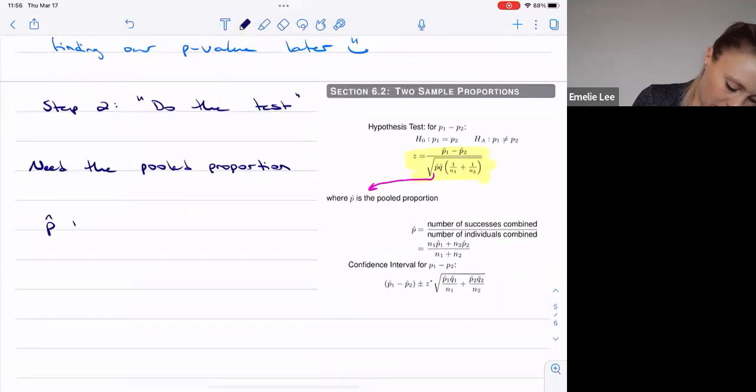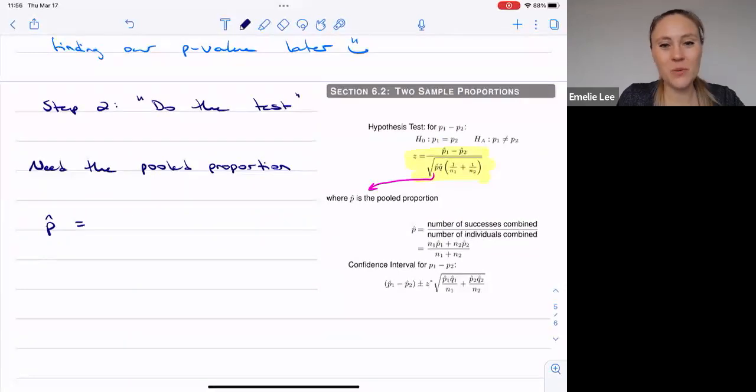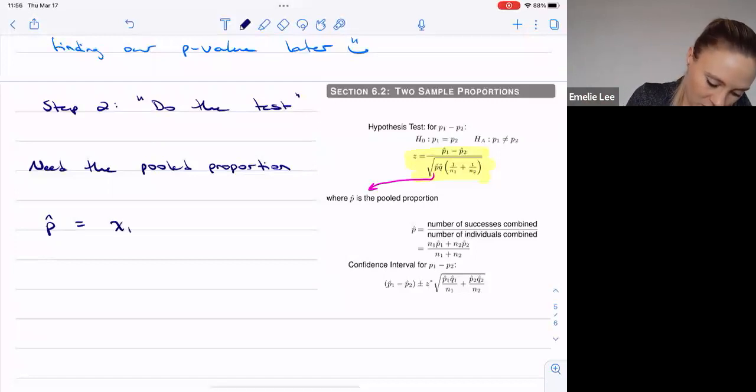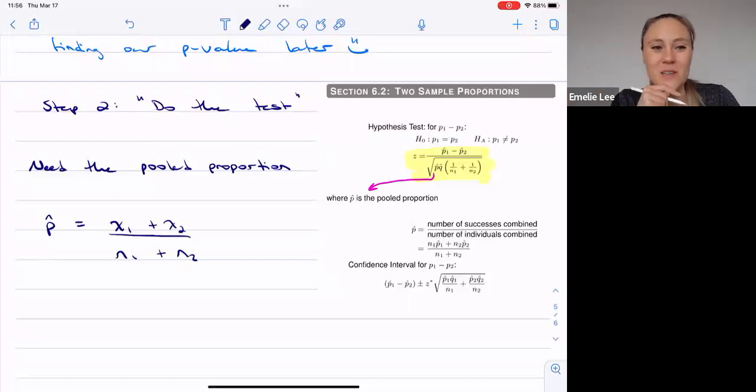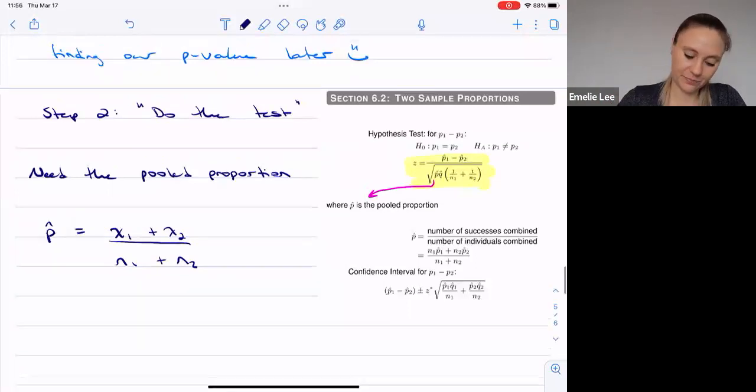And p hat is the number of, or the total successes. And maybe what I'll do, because it's written on that formula sheet excerpt that I put in there, is just do x1 plus x2 over n1 plus n2. Because I have all those values, so I may as well just plug them in. Right? Not too bad.